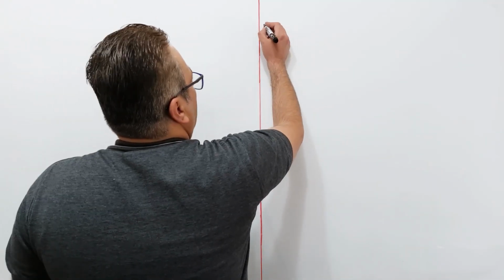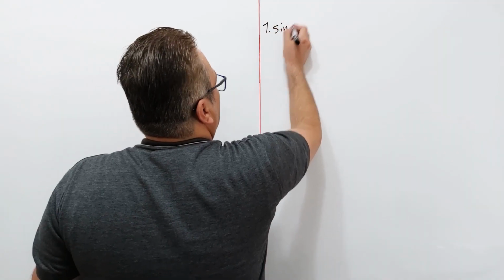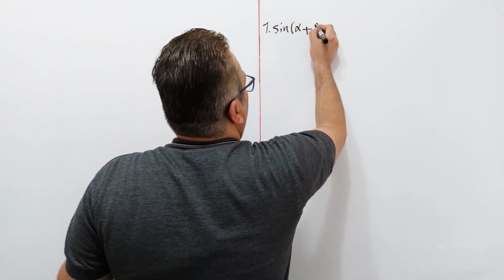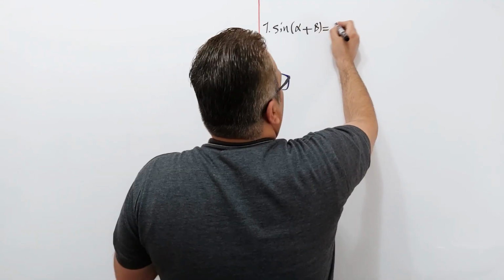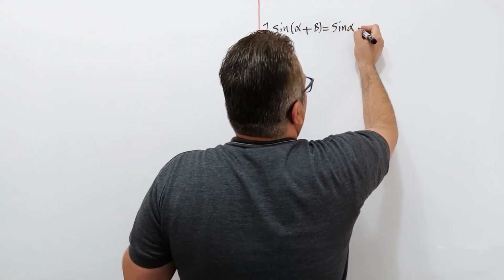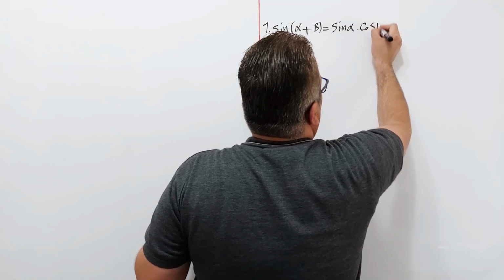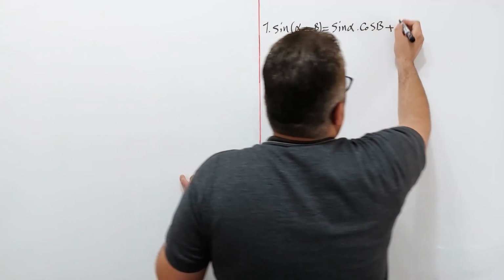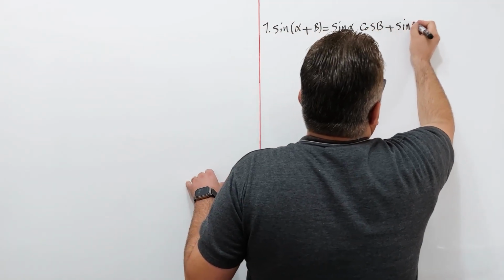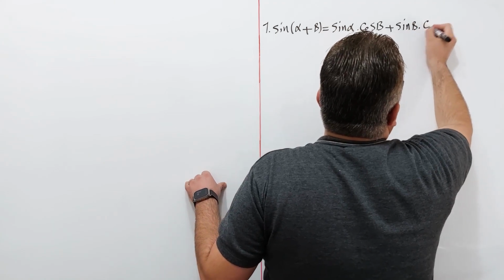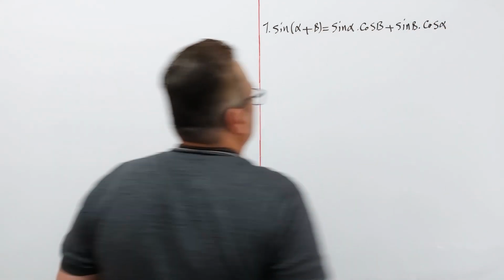In this video, I wanna talk to you about trigonometric formulas. So let's go over the alpha plus beta formulas. Number 1. Sine of alpha plus beta is equal to sine alpha times cosine beta plus sine beta times cosine alpha.